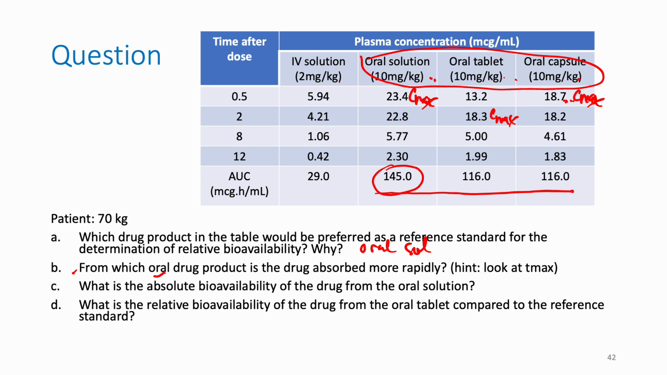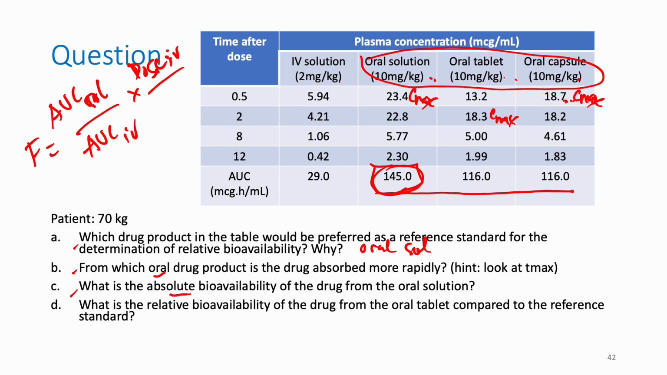The next question. What is the absolute bioavailability of the drug from the oral solution? Okay, we ask about the oral solution here. When we talk about absolute, that means we compare the AUC of the oral solution to the AUC of the IV. So we know that F, if you have the oral solution, F equals AUC of the oral solution divided by AUC of IV, times dose of IV divided by dose of the oral solution.